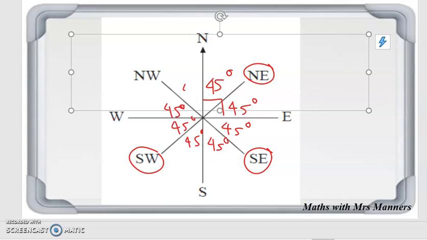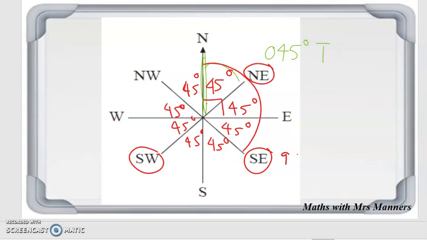Those angles will help us work out some bearings. If I wanted to write northeast as a true bearing, I'd start from the north line, which is here, and I would travel 45 degrees true. If I wanted to work out southeast, I would start at the north line and come all the way here, which is a 90-degree angle plus another 45. That gives you 135 degrees true.